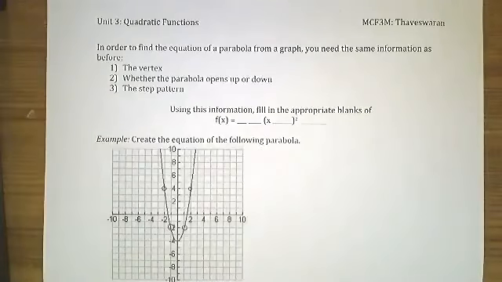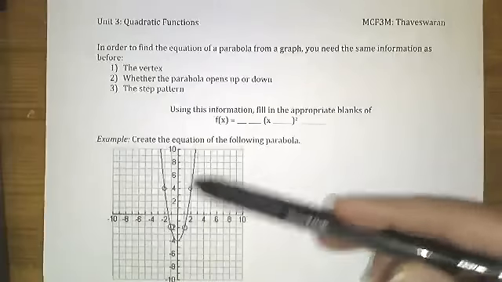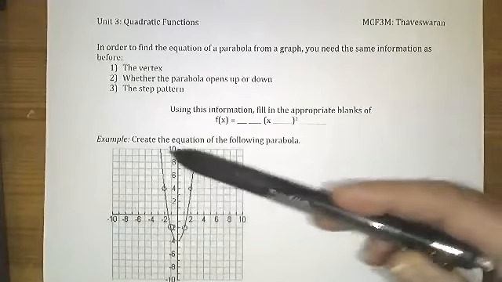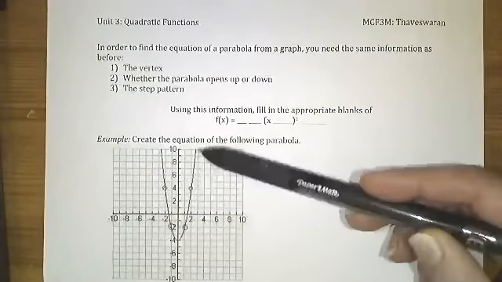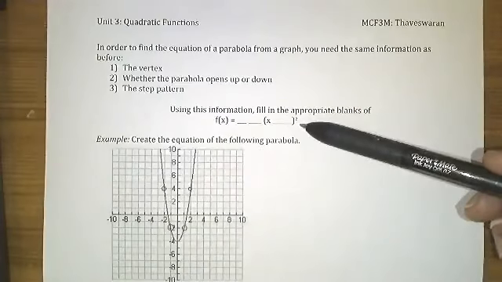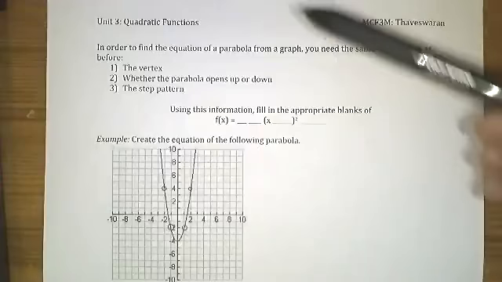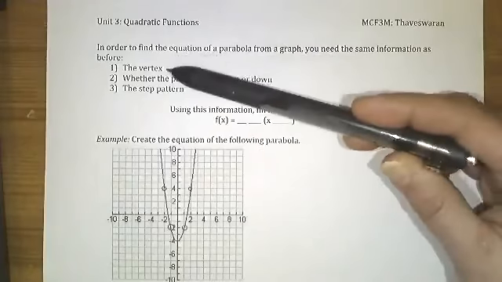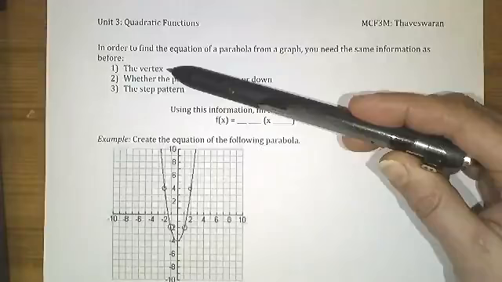Welcome, everyone. The lesson that we're doing today is on finding the equation of a parabola if we're given the graph. So how do we take information that we see on the graph and write it into an equation form? What information do we need in order to do that? We need to identify the vertex of the parabola.